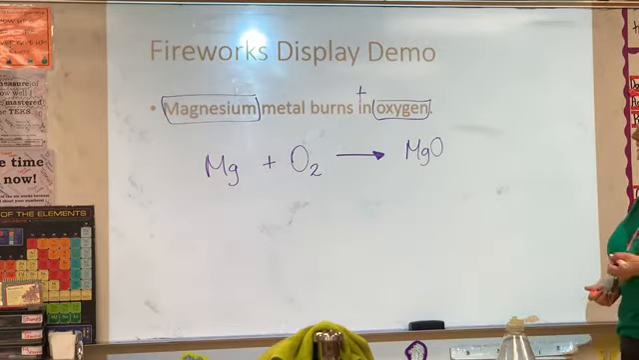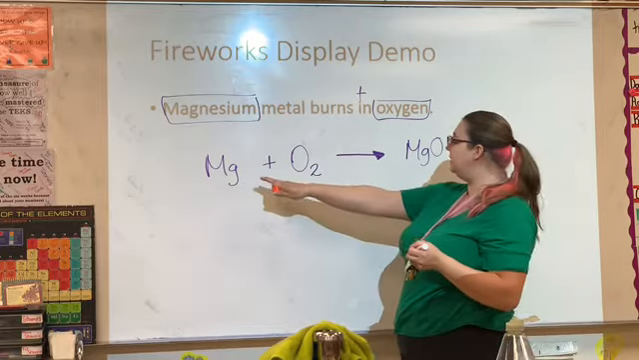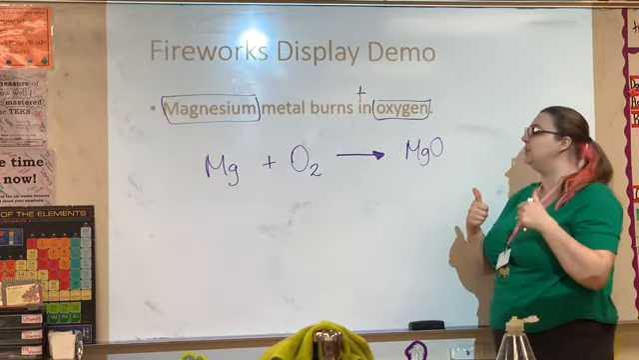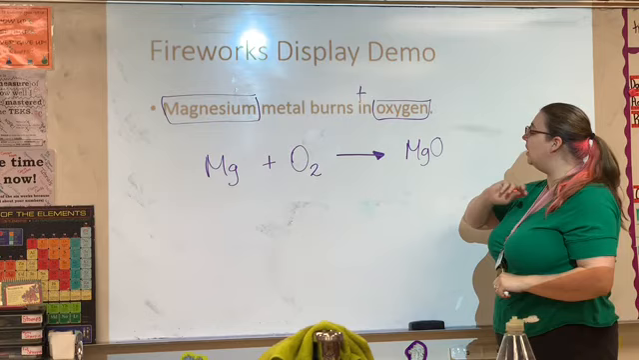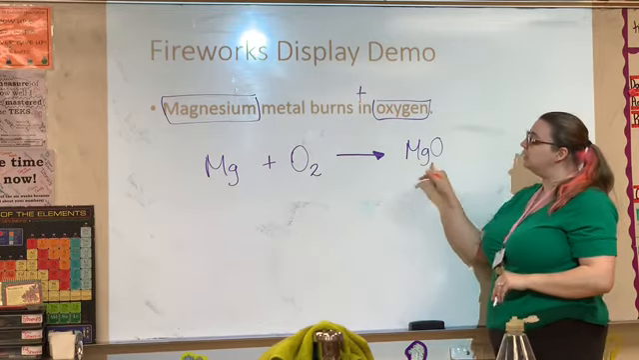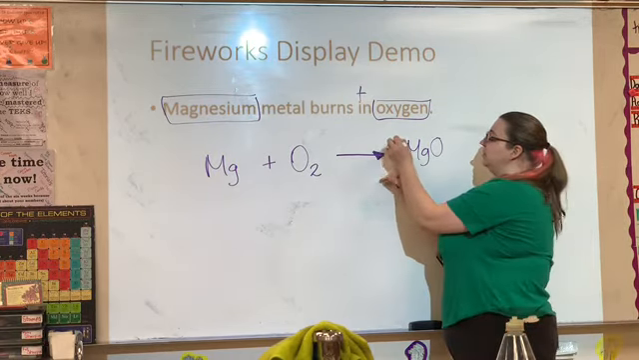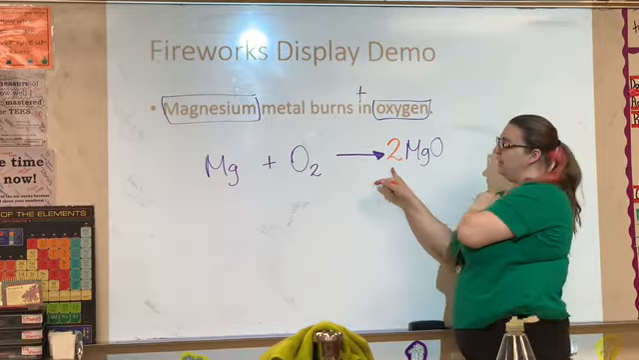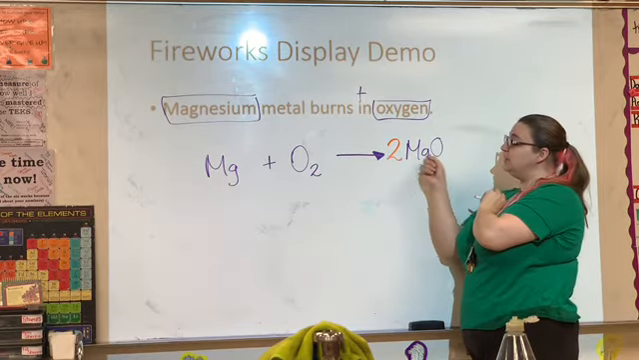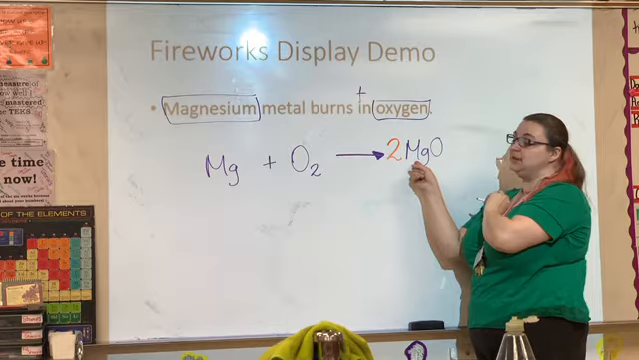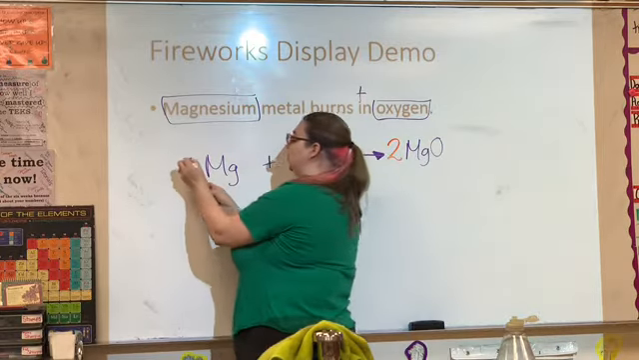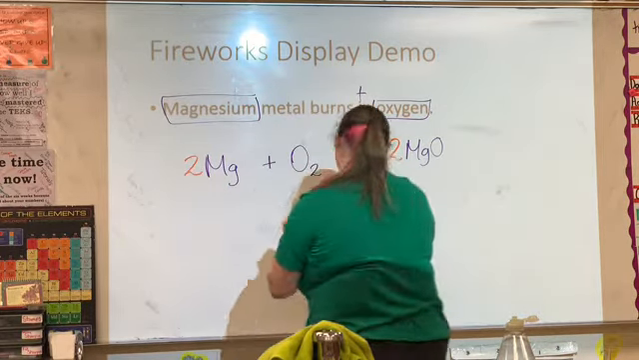Let's go ahead and balance this. I have 1 magnesium on the left, 1 magnesium on the right, so that's good. I have 2 oxygen on the left and only 1 on the right. So I need a multiplier to make a 1 and 2. So I'm going to put a 2 in front of the MgO. That distributes to everybody though, so that changed my magnesium to 2. So I'm going to need to change this magnesium to 2 as well.